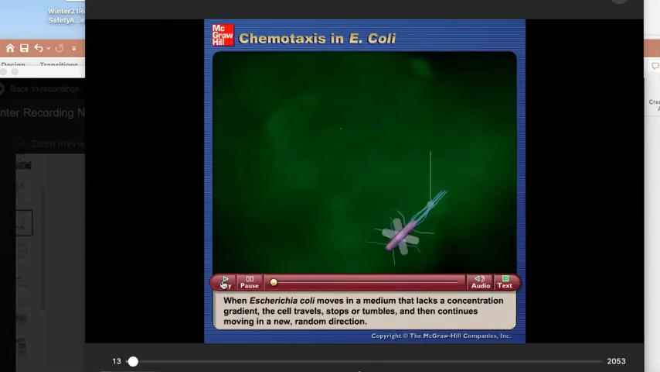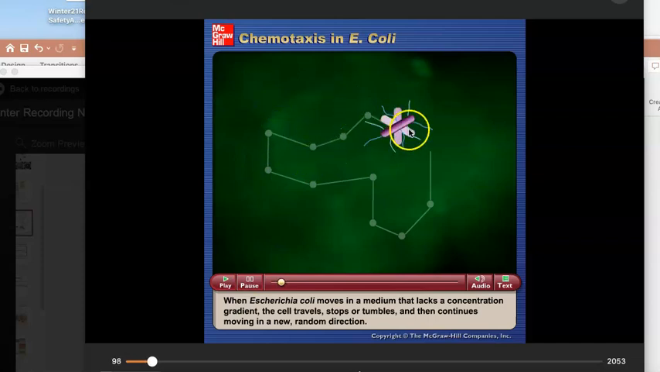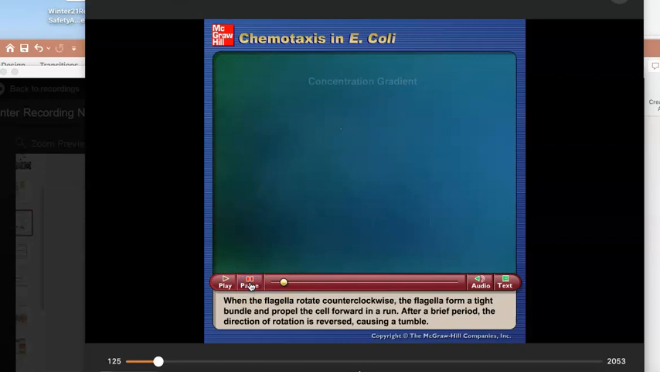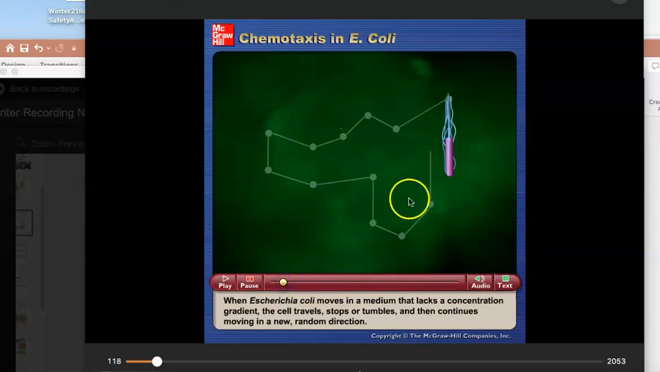So here's a bacterium in the absence of a concentration gradient, just kind of tumbling and running. Every one of those little dots is a tumble point. You see the microbe tumbling where it's not moving in any particular direction. It just sort of spins in place and then runs for a short period of time and then spins again and runs. But the general gist of it is that the microbe doesn't really go anywhere. It just kind of goes in a loop.